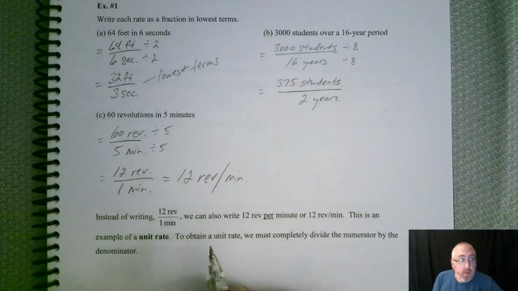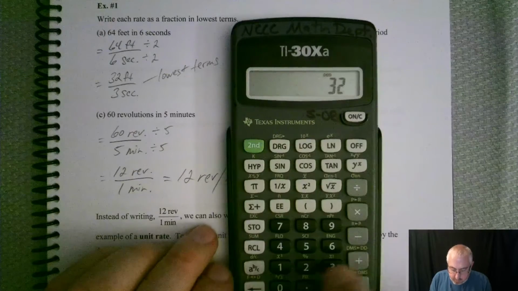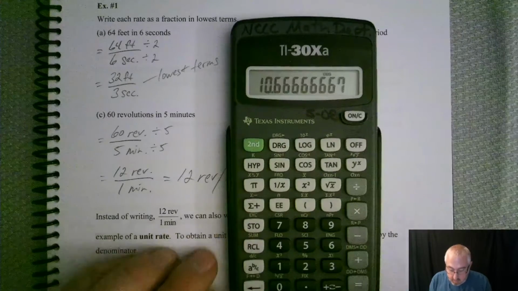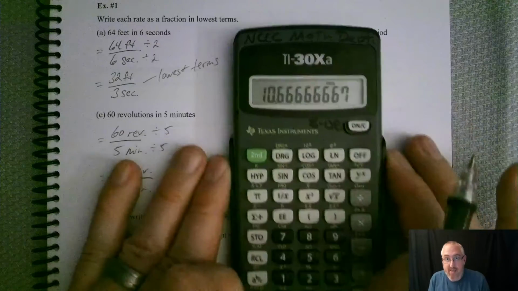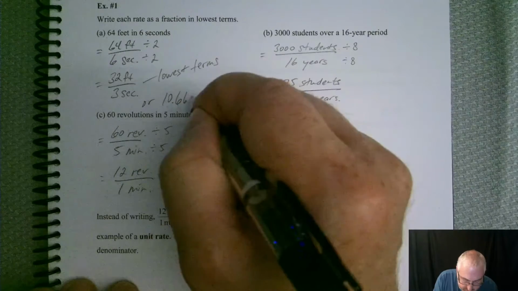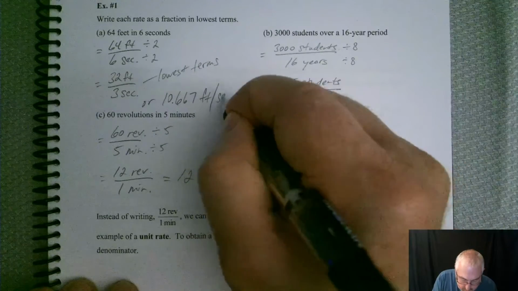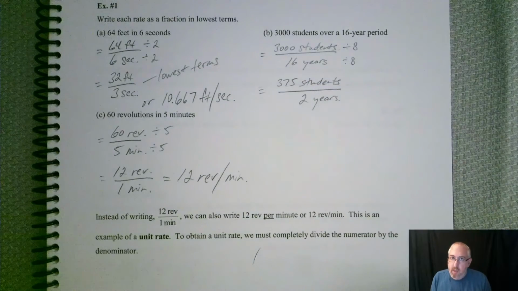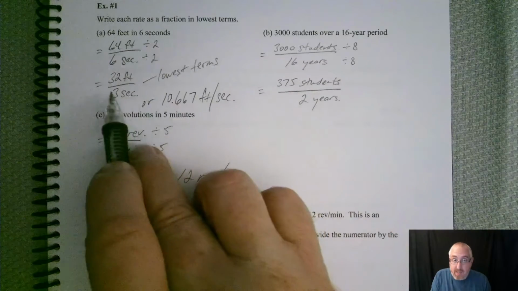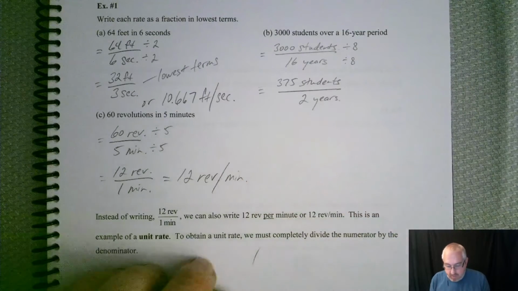But if we wanted to write the unit rate, all we've got to do is divide. So if we said 32 divided by 3, we get 10.666666, or 10.66, I'll just round it, feet per second. It's a little bit nicer format for your answer, but only use that format when it's asked. So be careful. If it wants lowest terms, it wants it like this. If it wants a unit rate, then it wants it like this. We're going to see some more examples on the next page.